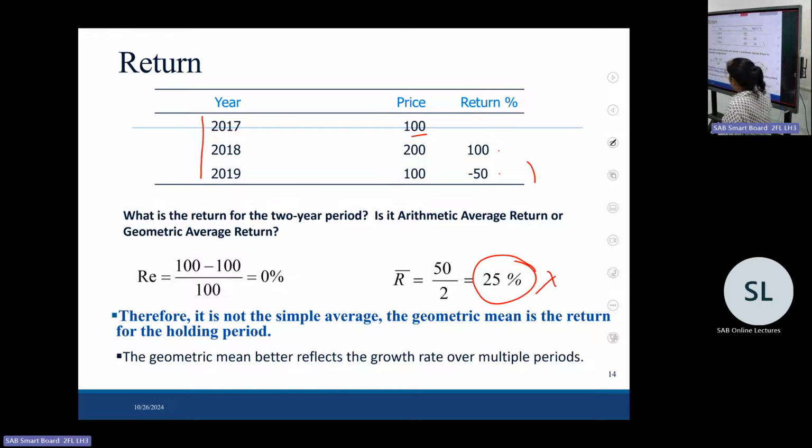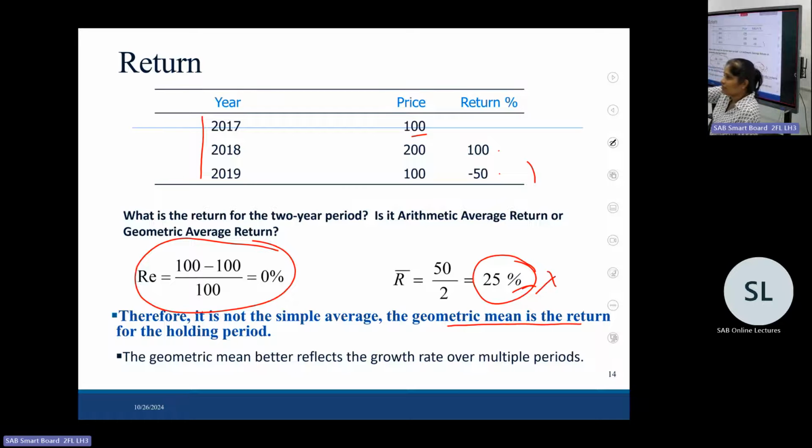So as a result, you are getting overestimation with the arithmetic average return. But if you look at the geometric mean, your answer is 0. So that is correctly saying your holding period return. So what is the conclusion? Therefore, it is not the simple average. The geometric mean is the return for the holding period.